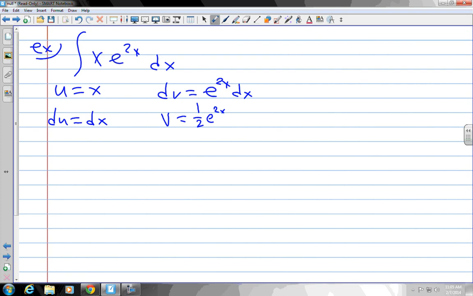Then throw it all into the formula. uv gives you 1/2 x e to the 2x minus the integral of v du, which is 1/2 e to the 2x dx. Right? So you have to integrate e to the 2x again, which is again 1/2 e to the 2x. So you'll end up with 1/2 x e to the 2x minus 1/4 e to the 2x plus a constant. And we're done.